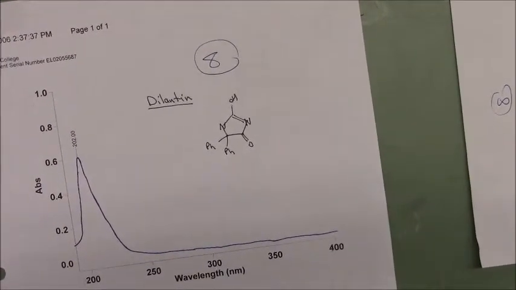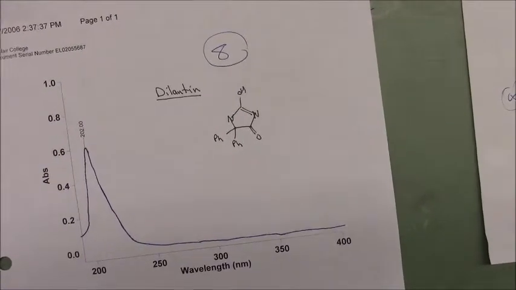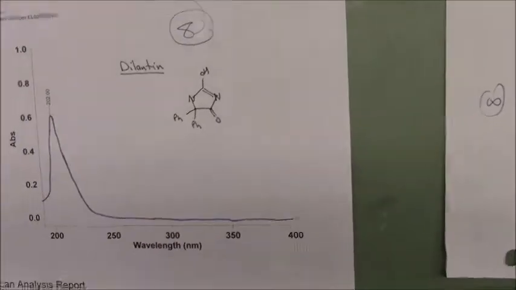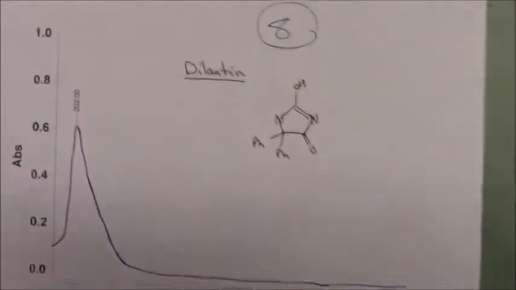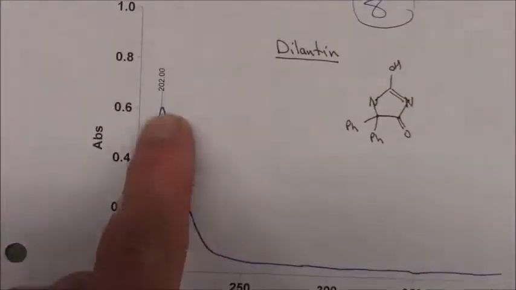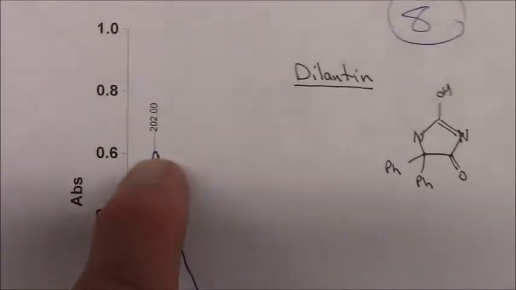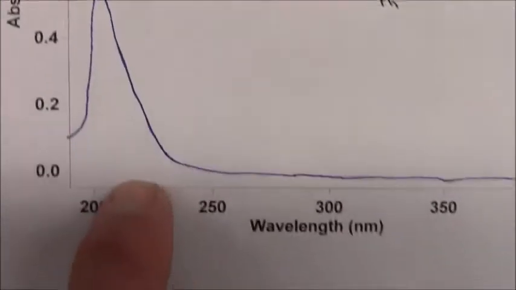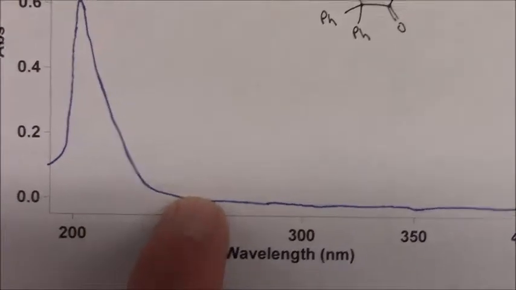I'm just realizing, Dilantin when I ran the UV, okay? Notice how I have one peak and it's at 202, right? You don't see much else here.